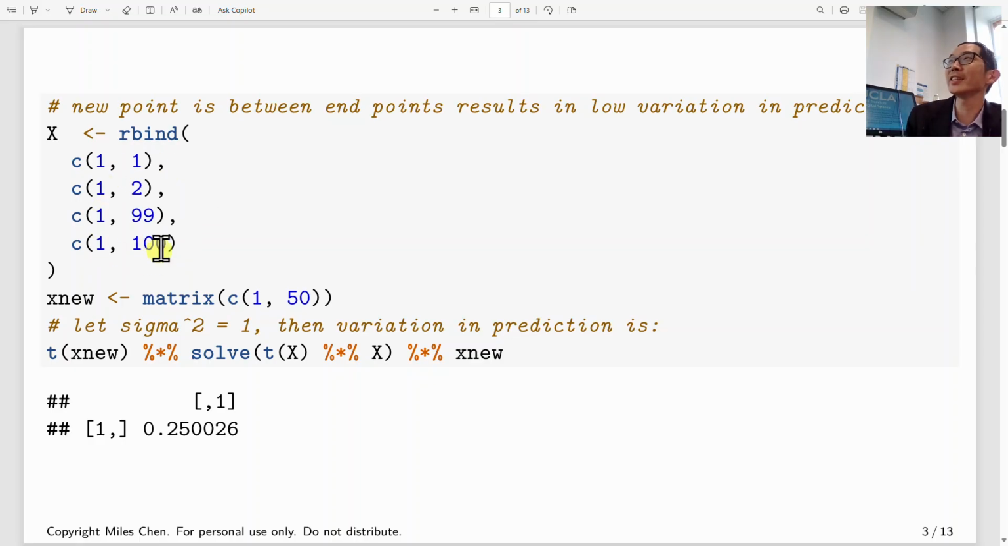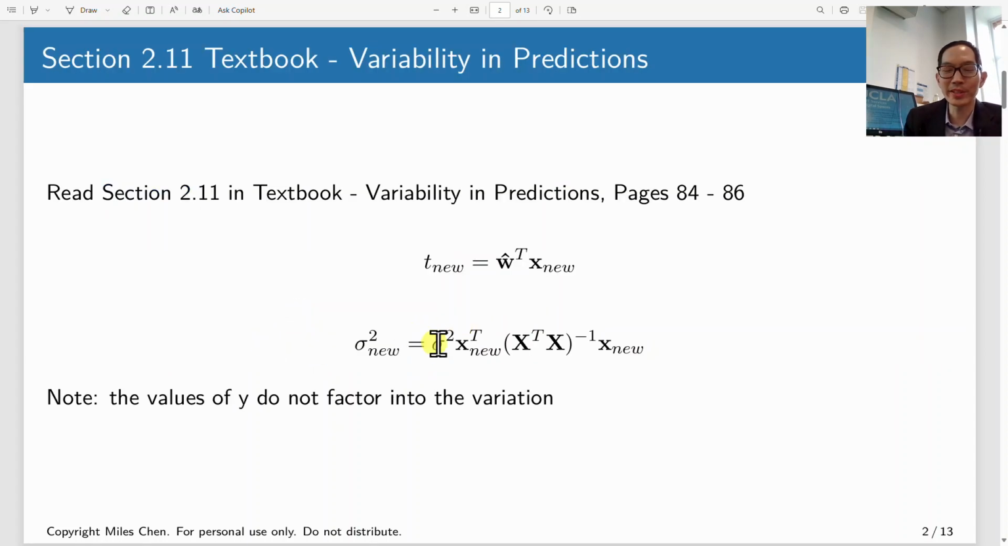And again, the actual values of y, it doesn't matter, okay? I don't have any actual values of y here. But we can get an idea of how much variation we'll have in the predictions that we make, okay? And I'm just going to use a constant, like sigma squared will just be 1. So I'm just going to focus on this part here, the x nu transpose, x transpose x inverse, and x nu.